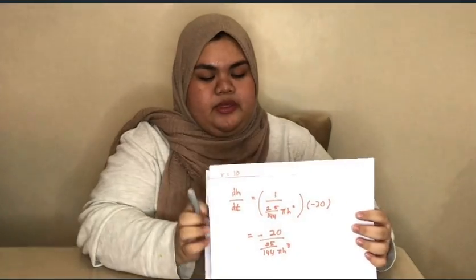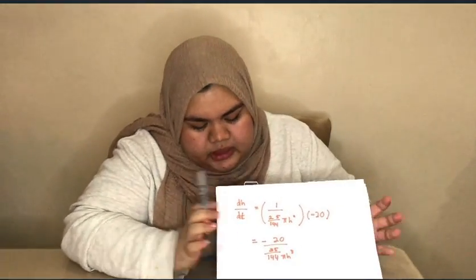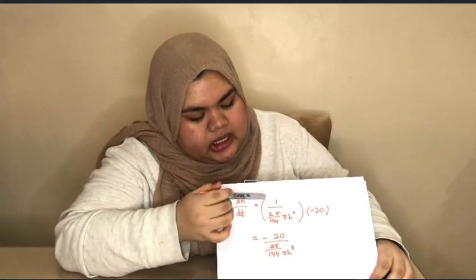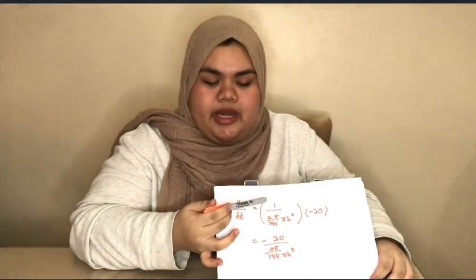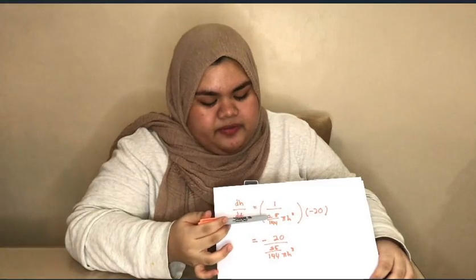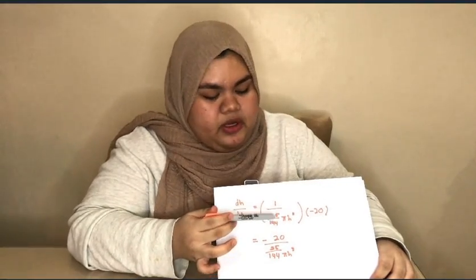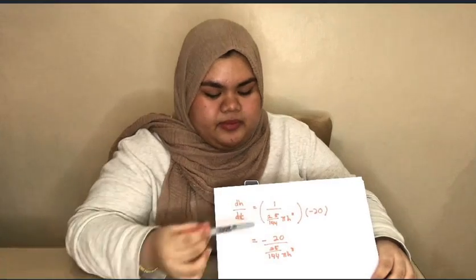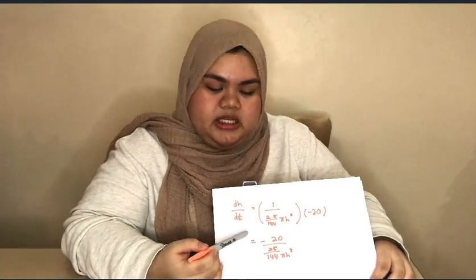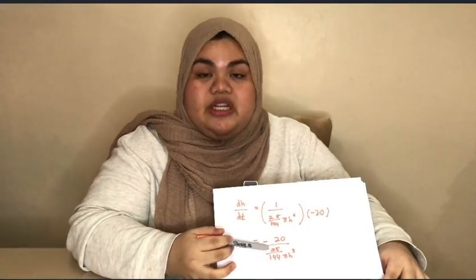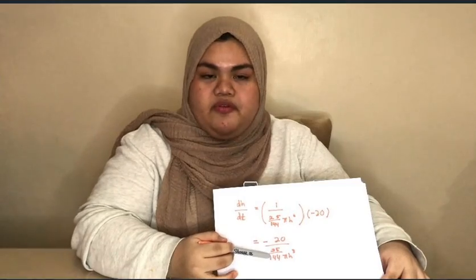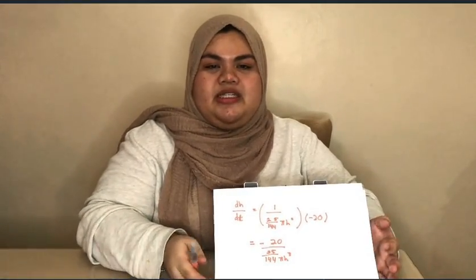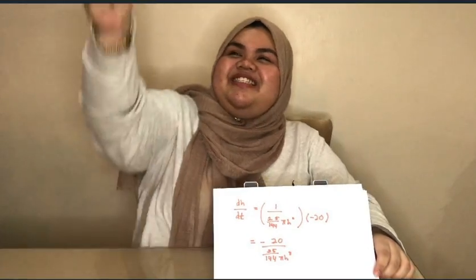And now we can find dh over dt, which is 1 over 25/144 pi h squared, times -20. And dh over dt is -20 over 25/144 pi h squared. I'm going to pass the next step to Ilham Balkis.